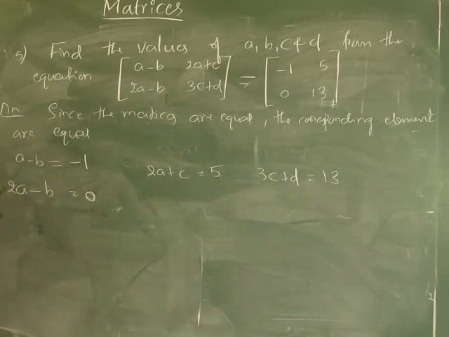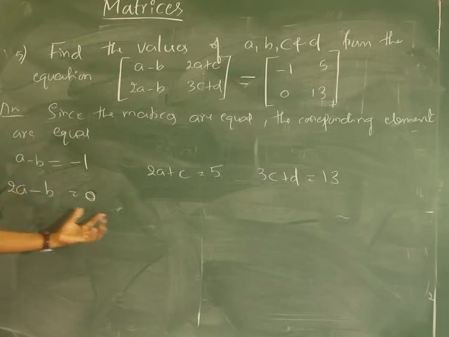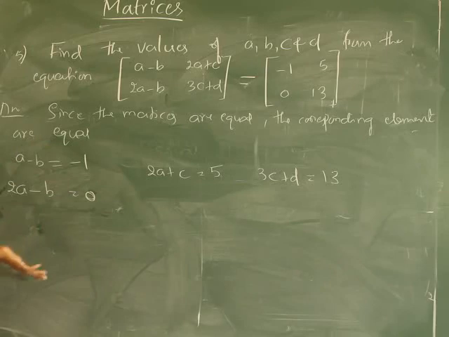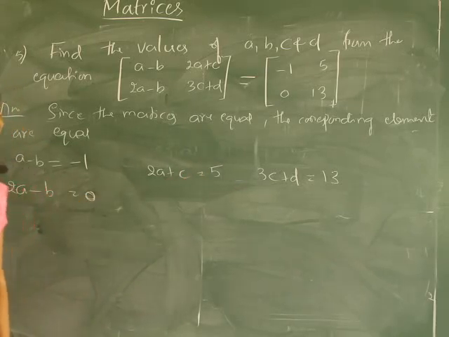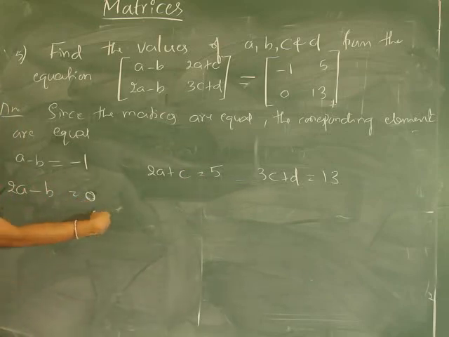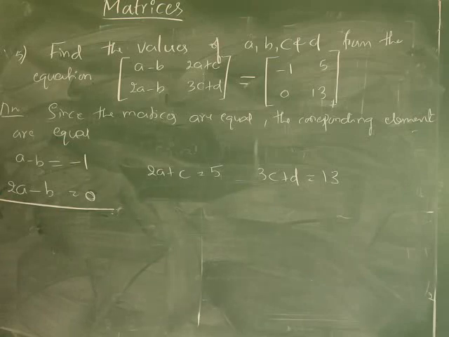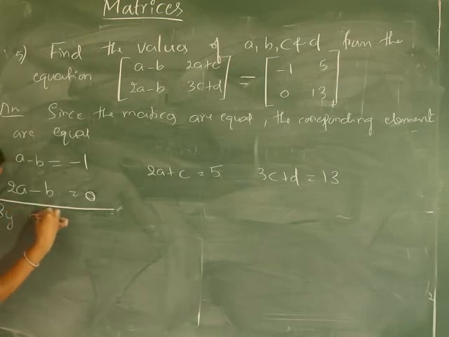We can solve these 2 equations. These 2 are simultaneous equations in 2 variables, so we can calculate the value of A and B. Then after getting A, we get C, and after getting C, we can calculate the value of D. So I'll solve this: I'll subtract equation 1 from equation 2.